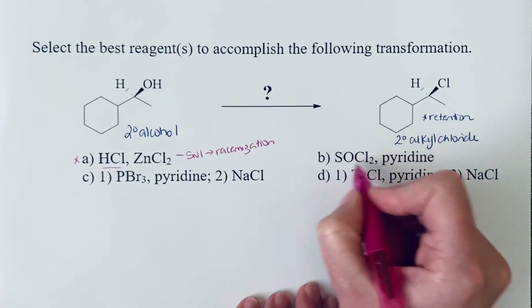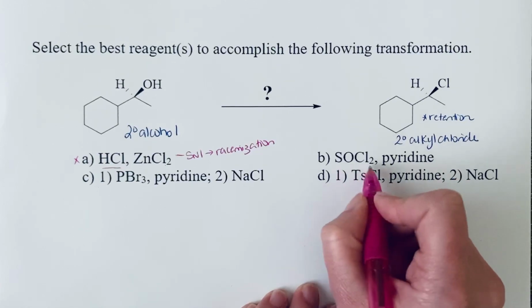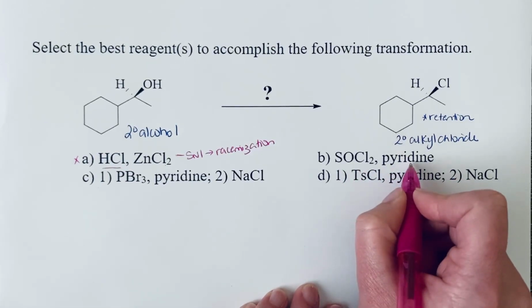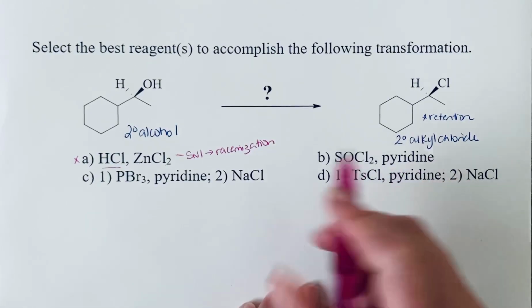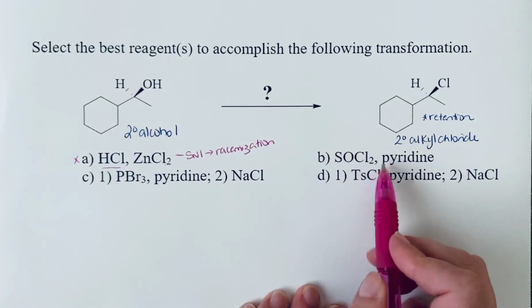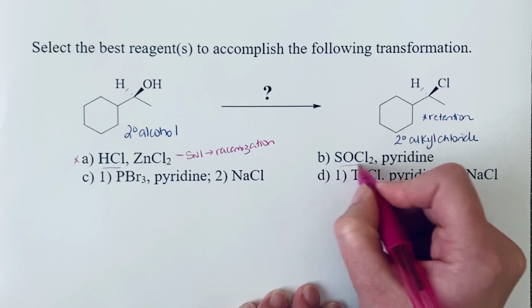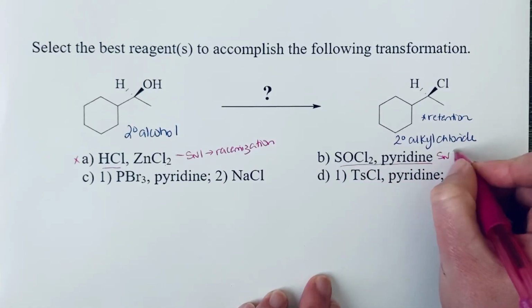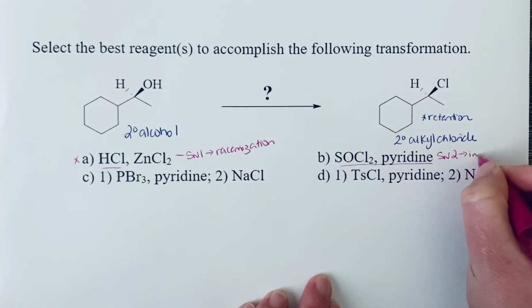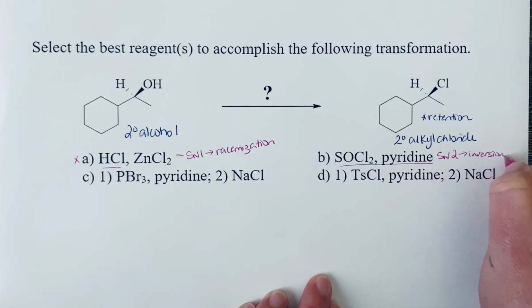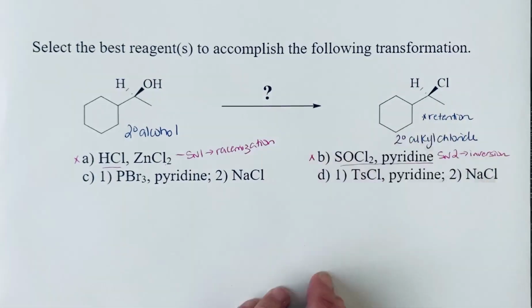Okay. If we move on to B, with thionyl chloride and pyridine, the first thing that happens is your alcohol reacts with the thionyl chloride to get a good leaving group. And then the step where the chloride attacks is an SN2 step. So this reaction overall gives you inversion of stereochemistry. So we don't want to use that one.